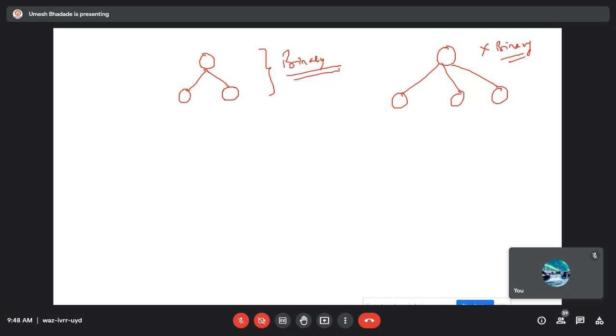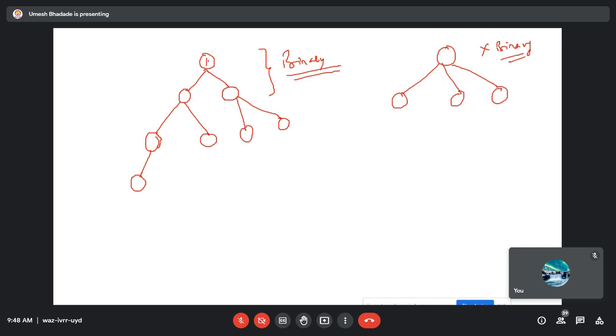Now when we talk about a binary tree, we know that every node will have two more nodes at the most, not more than. So suppose I am considering this. This has two nodes. If I consider this, this also has two nodes. It may have one node also, right? Not necessarily always two nodes. It will have 0, 1 or at the most two nodes.